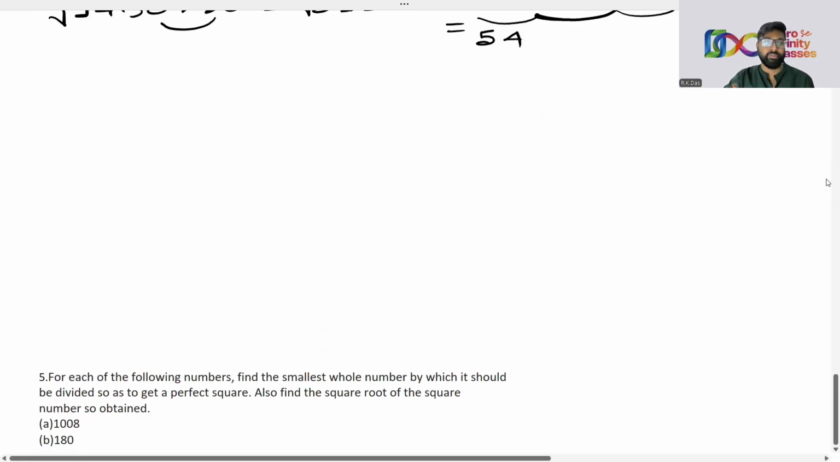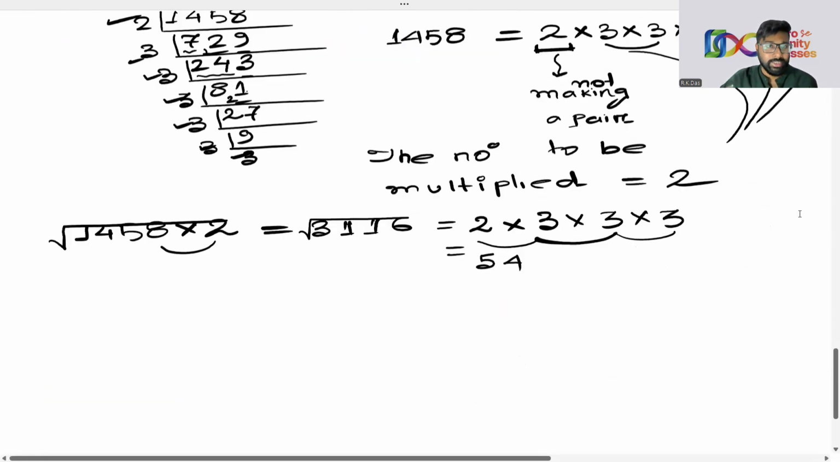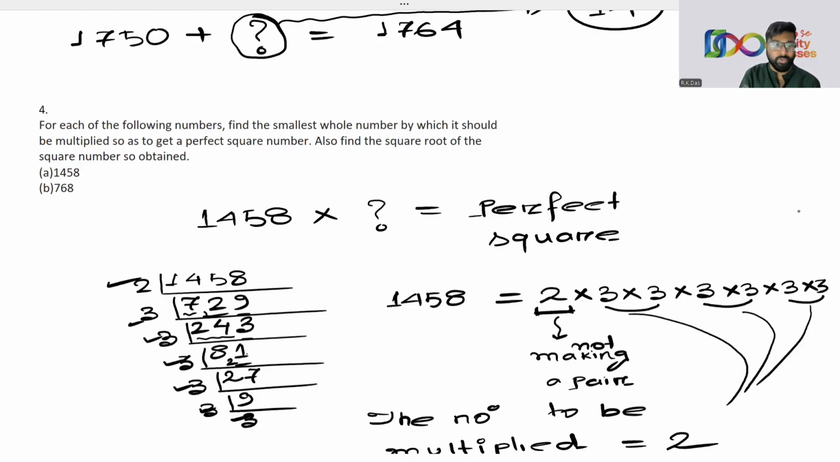Now coming to question number 5. Question number 5 is opposite to question number 4. Before that, I would like to tell you that question number B is your homework. You have to write this answer in the comment section, which is 768. I will be waiting for your answer in the comment section.